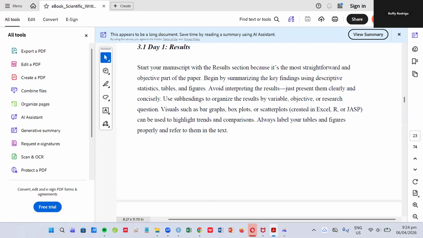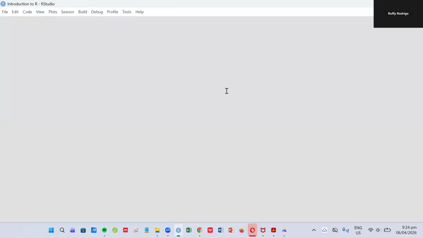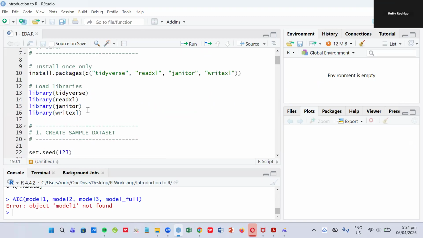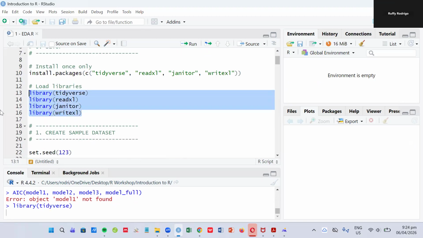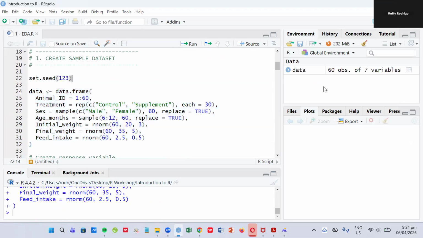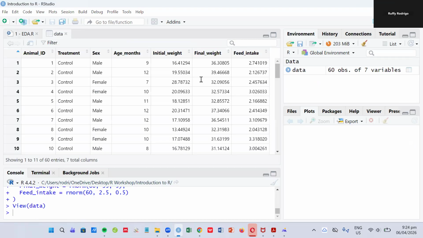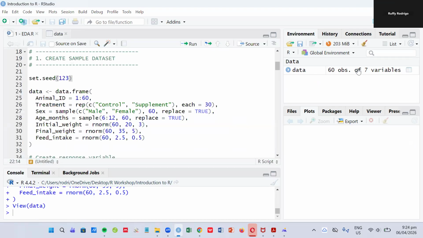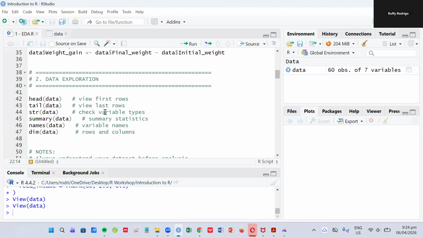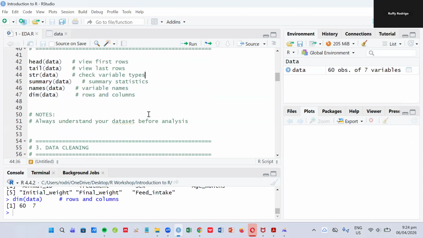So let's say, for example, you have R here, and you have data. Let me just run this. Here, for example, I have the data: 60 observations and 7 variables. It's data from animals, I think. So: treatment, sex, age, initial weight, final weight, feed intake, and animal ID. Basically this is your data. These are my previous tutorials, and you can also check them in my other videos.